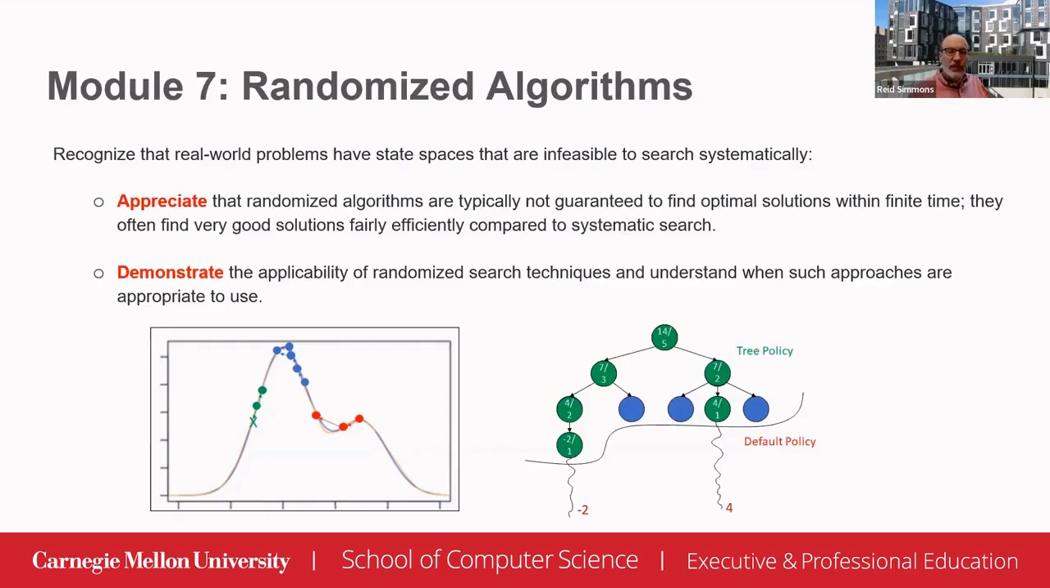And this is the type of thing that's being used not only for game playing, but also for self-driving cars. They are using these types of randomized search algorithms in order to make real-time decisions that, again, are quite good, even if they're not the best possible ones you could find if you had infinite time to search.